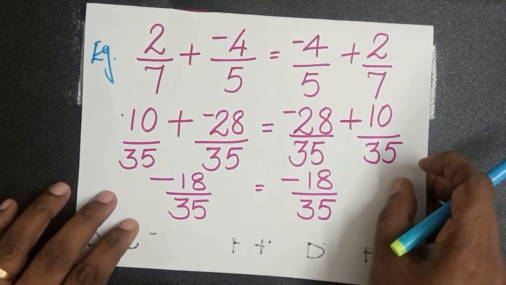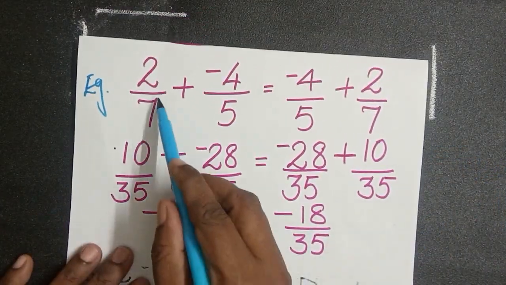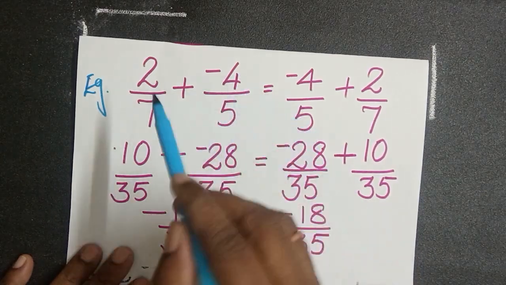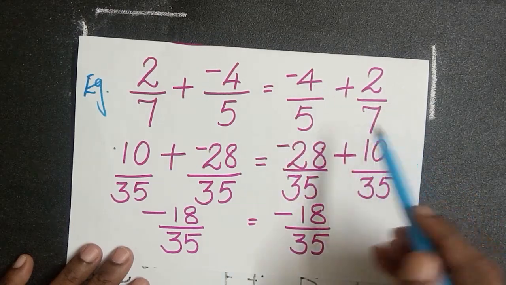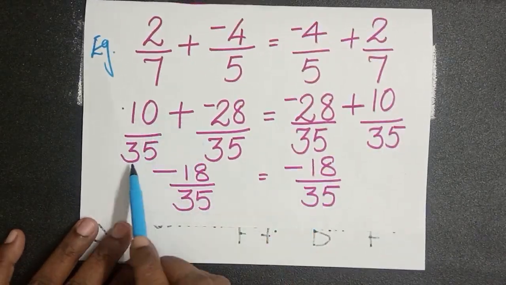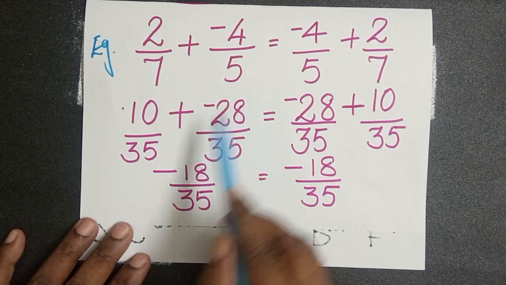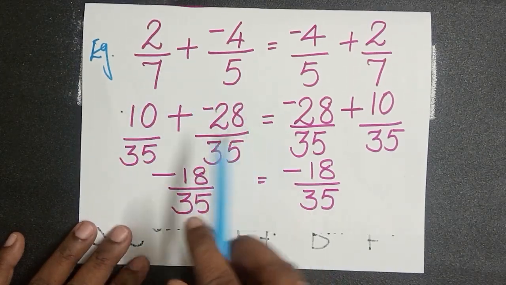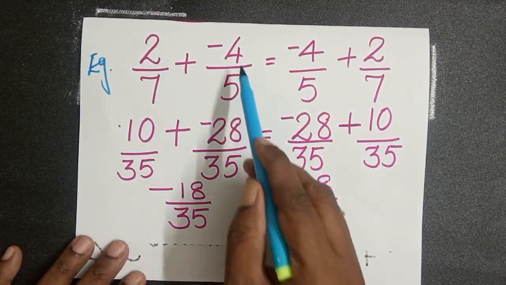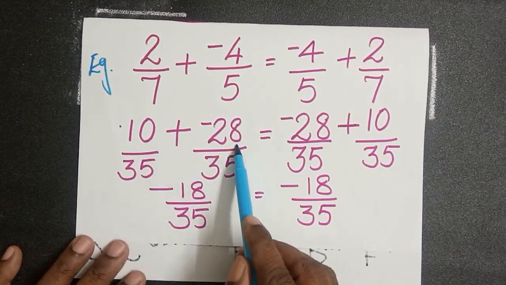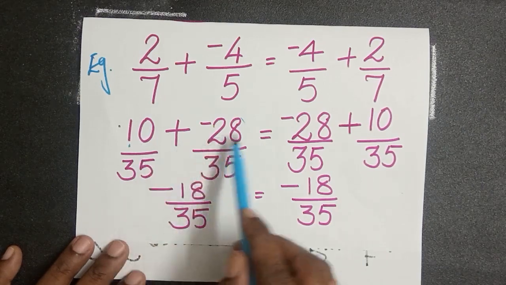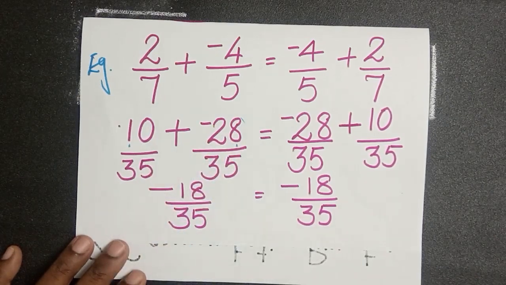Let us see the examples here. See here, 2 upon 7 and minus 4 upon 5. If you add minus 4 upon 5 to 2 upon 7, in both cases you will get the same answer. Let us check. Here the LCM of 7 and 5 is 7 5s are 35. I have already converted it. See, 7 5s are 35, so 2 5s are 10. 5 7s are 35, so 4 7s are 28. So here one is negative and one is positive, so their difference we have to find. 10 plus minus 28 is minus 18 upon 35.